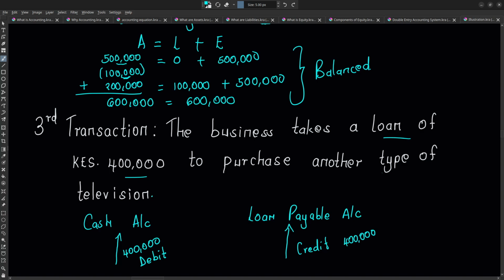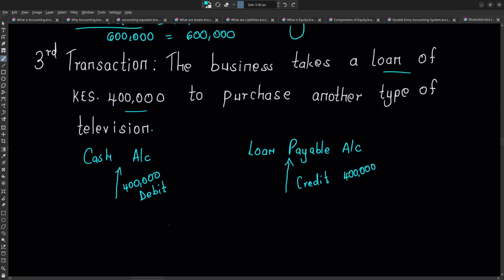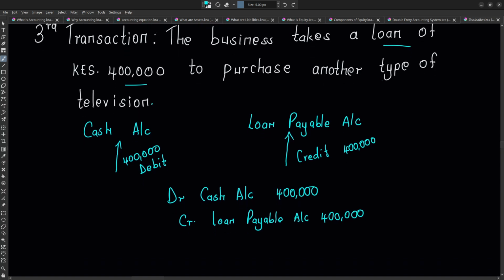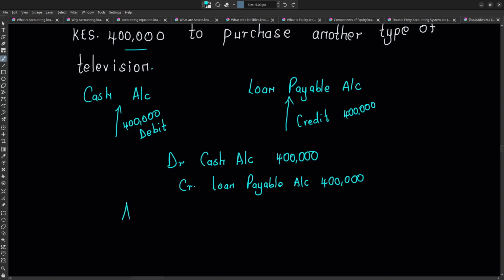So here, basically, we are going to debit the cash account an amount of 400,000, and then we are going to credit our loan payable account an amount of 400,000. Now let us look at how the accounting equation fares at this point.